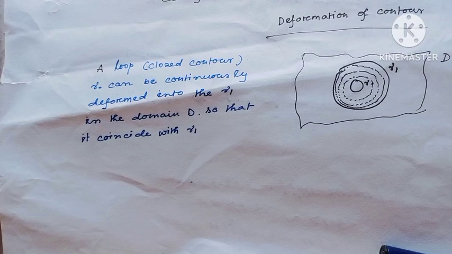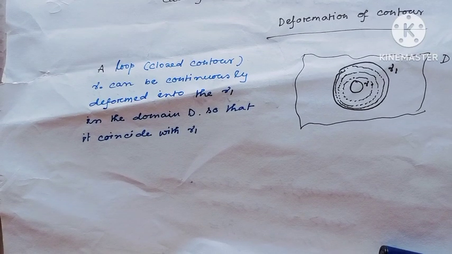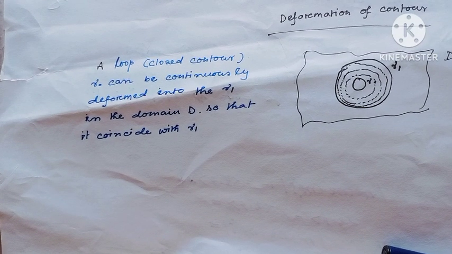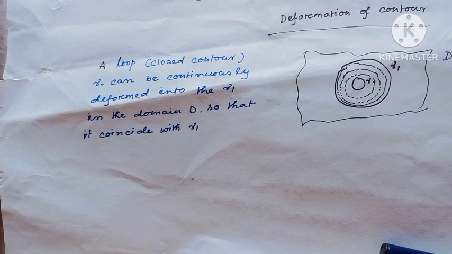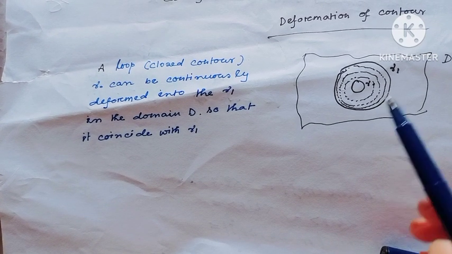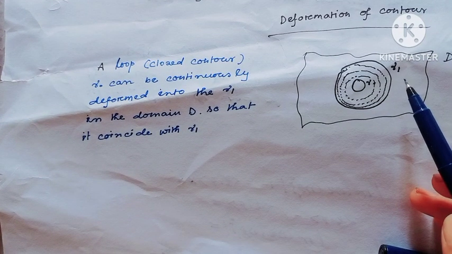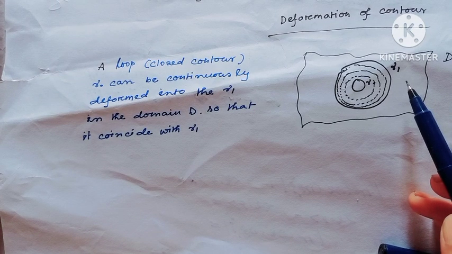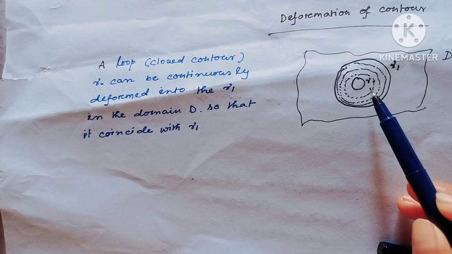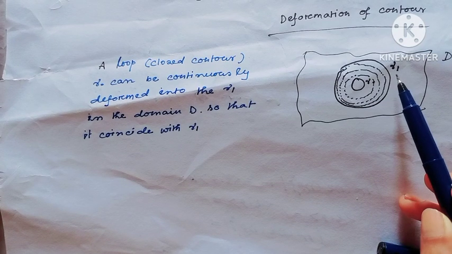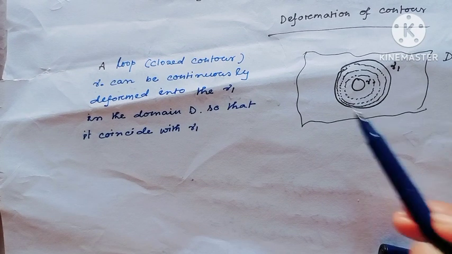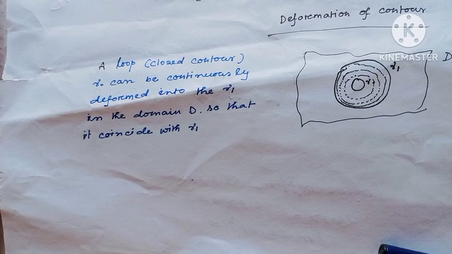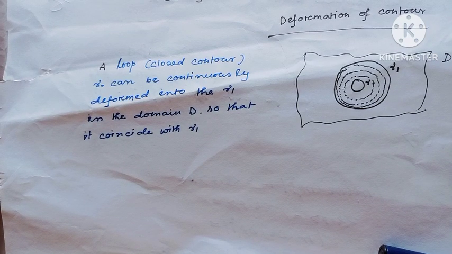Here a loop, that means closed contour gamma 0, can be continuously deformed into the closed contour gamma 1 in the domain D so that it coincides with gamma 1. That means gamma 0 coincides with gamma 1 by increasing the radius of the contour.